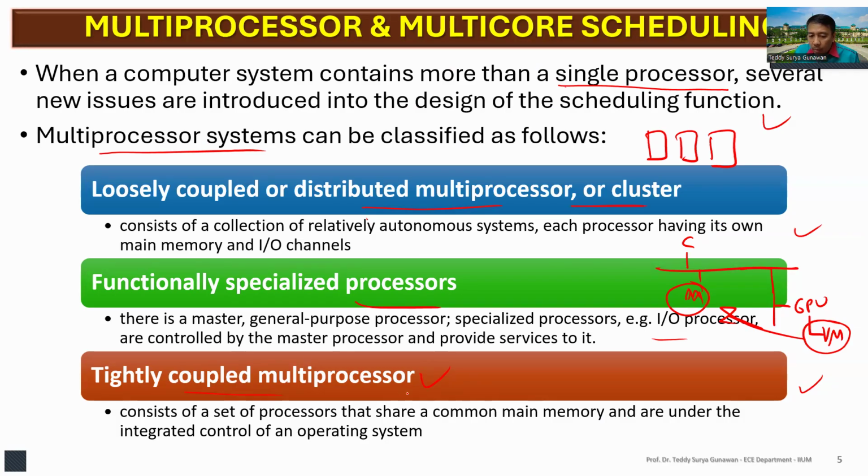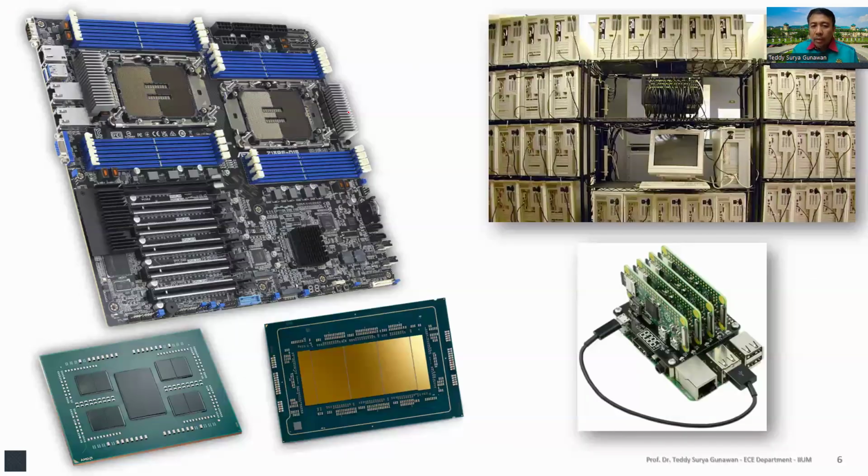Tightly coupled microprocessor is like the human architecture. You have two cores and you can have the shared memory. So this is the picture. This is the server motherboard. As you can see, you have CPU number one, CPU number two, and you have so many memory banks here: one, two, three, four. You have four memory banks.